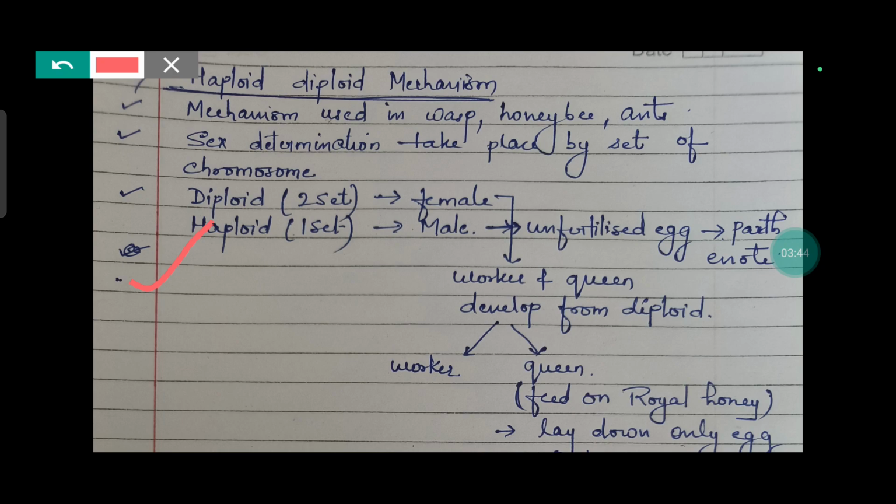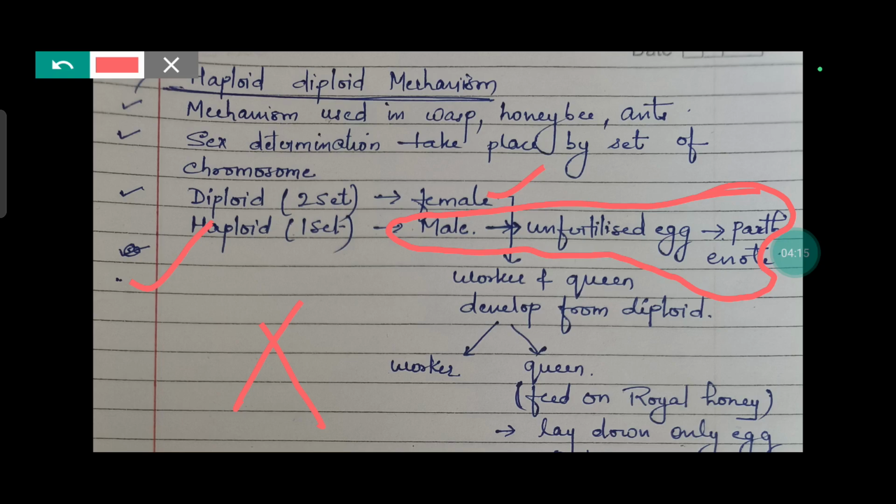Suppose you see here, if two sets, meaning XX diploid sets, are there, then we tell this is a female. And if haploid, meaning only one chromosome, only X, or any half number of chromosomes is there, we call it an unfertilized egg. So this will develop into a male. This is written here. So if it is an unfertilized egg or a haploid set of chromosomes, it will develop into a male.